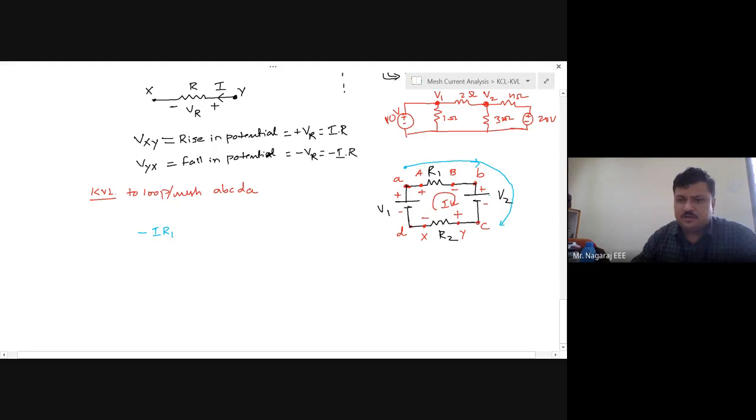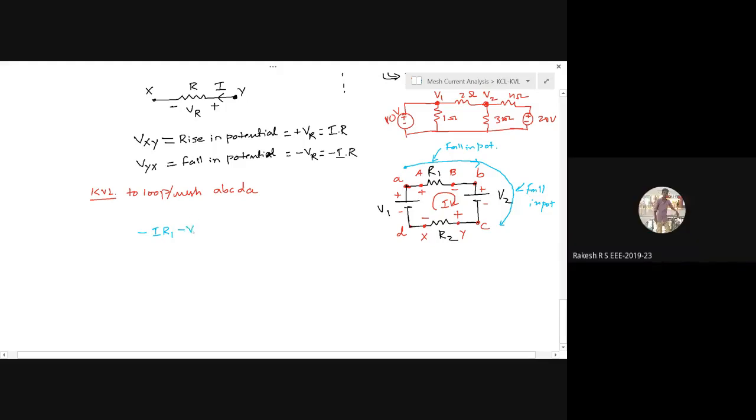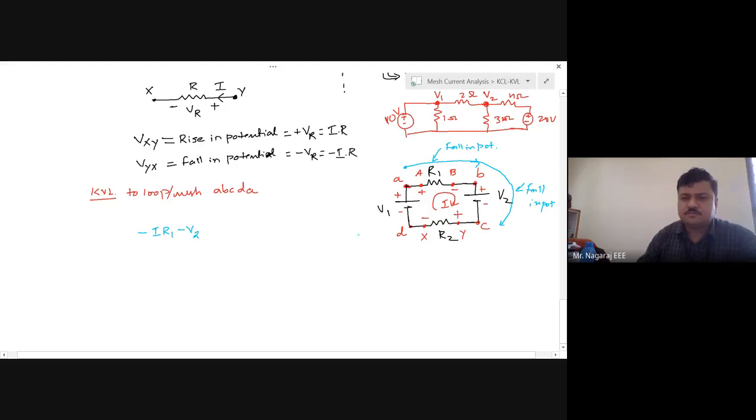From B to C, there is an EMF source of V2 volts. B is at a higher potential point, C is at a lower potential point. So it is a fall in potential. Right? So it should be plus or minus? Minus. Minus V2.